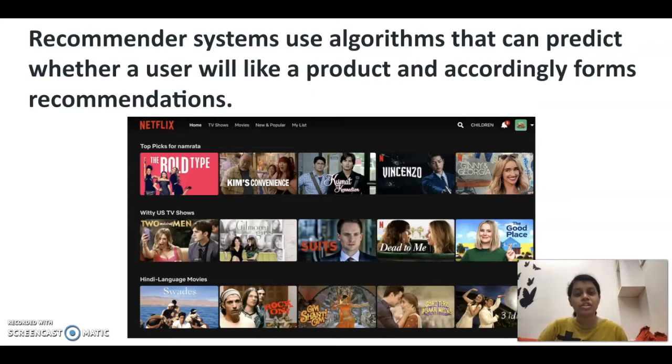They are a class of machine learning algorithms that can predict whether a user is going to like a product or not, and accordingly form recommendations which are unique to that user. This is why no two Netflix homepages are the same. It's like a fingerprint, it's unique only to you.